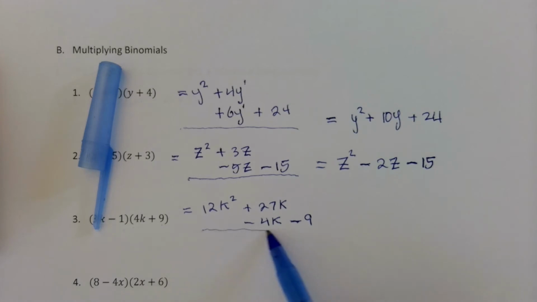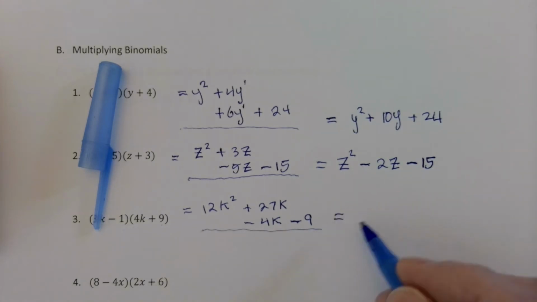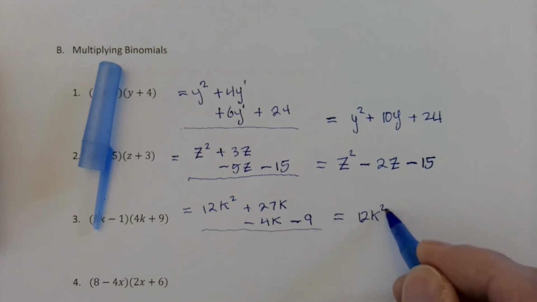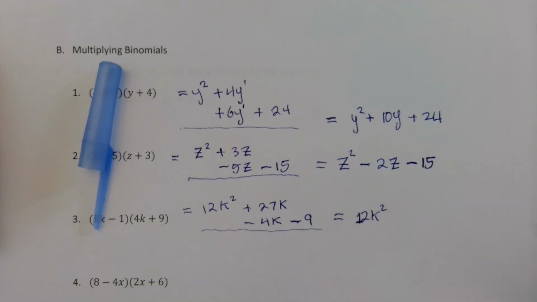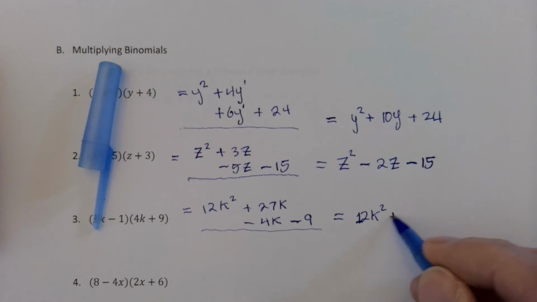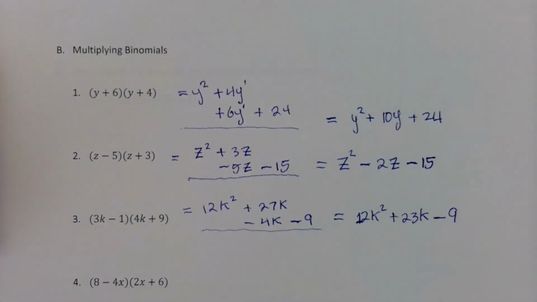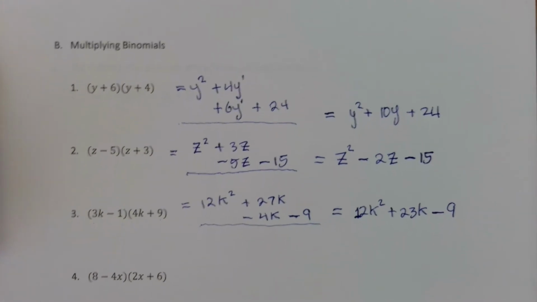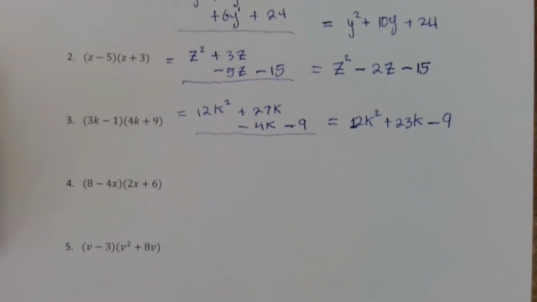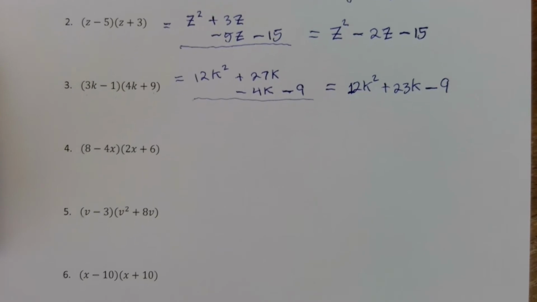Time for totals. We have 12k squared in the k squared column. 27k minus 4k is 23k. And finally, we have minus 9 as a solitary number out there. Getting the hang of this? Again, we're at the point where you should pause the video and try the next problem before I do it.